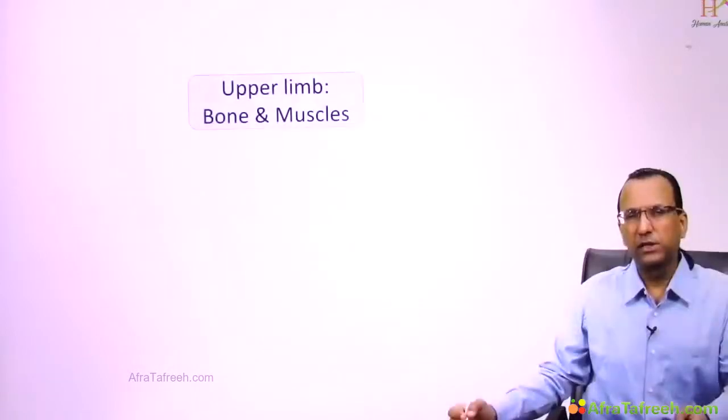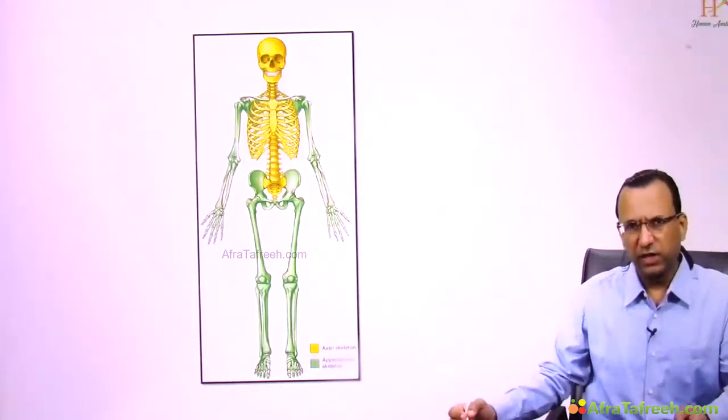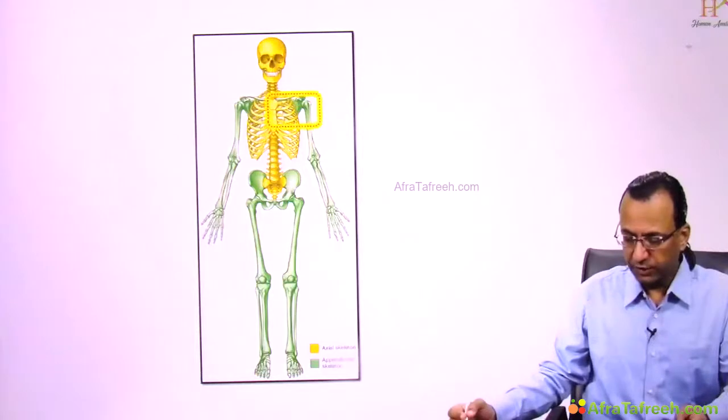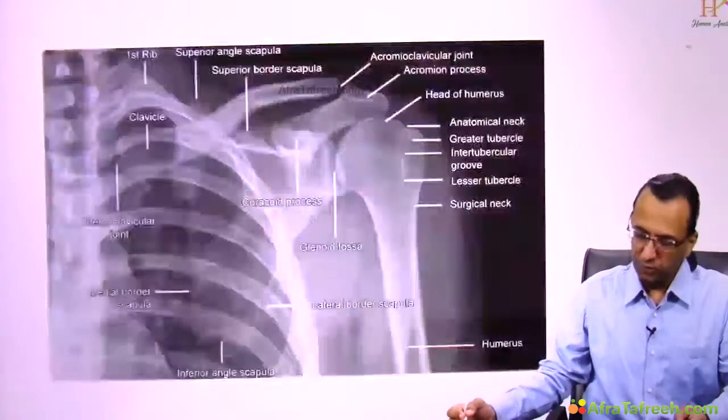You are supposed to look at some bones and muscles of the upper limb, and you're starting with the X-ray of the upper limb region. Which region? The shoulder region. So, shoulder joint region, X-ray. Yes, let us look at the left-sided region. So what do you see there?